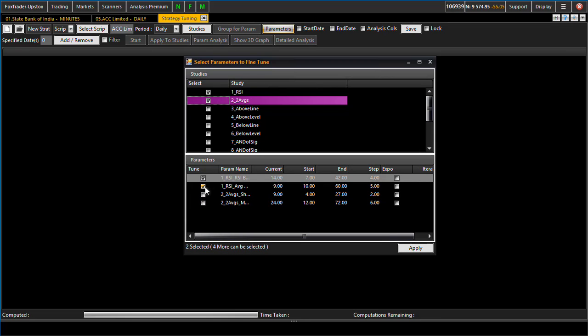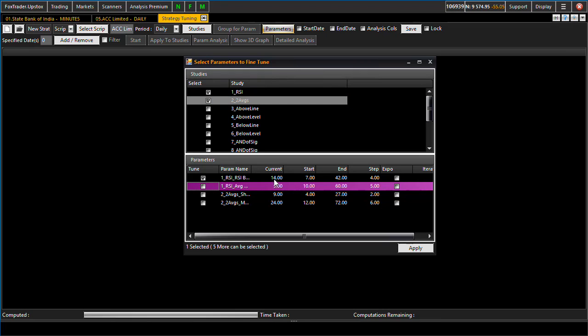So I just want to fine tune RSI parameters. Right now the input value that I've chosen for RSI is 14. Let me fine tune it in the range of 7 to 42. Okay, I can increase it to 50 as well. So it will look out for a combination of 7, 8, 9, 10 up till 50 it will go. So I wanted a step of 1.